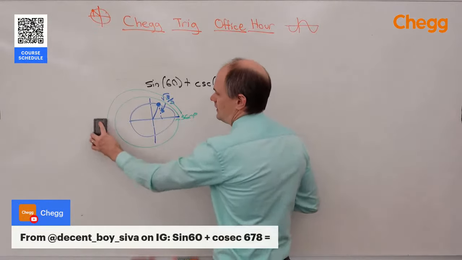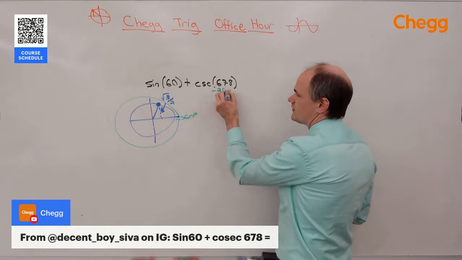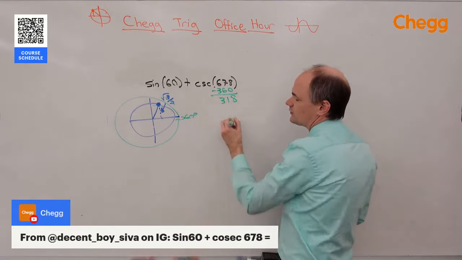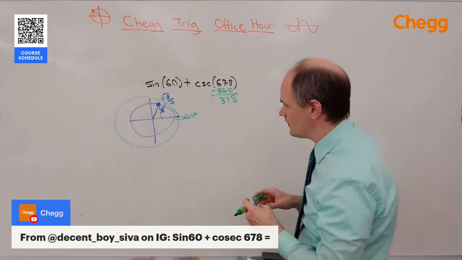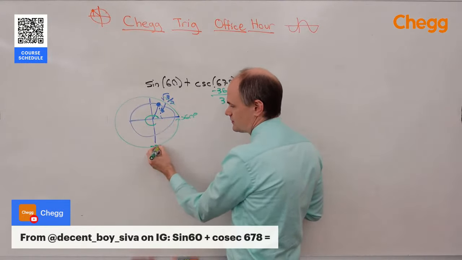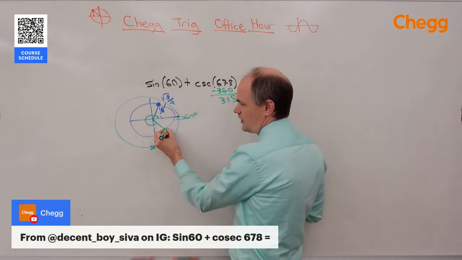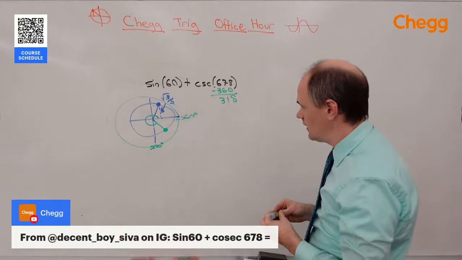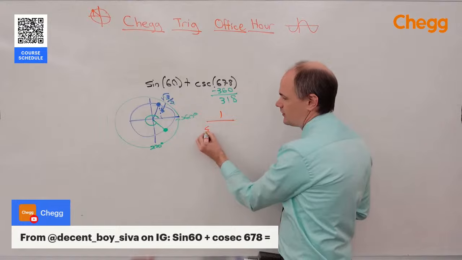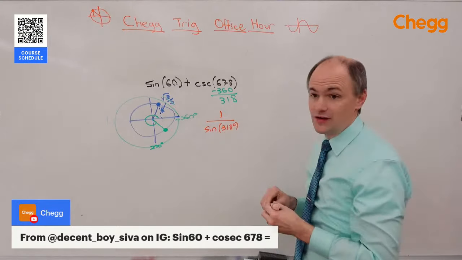Let's see what we get when we subtract 360 from this. 8, 7 minus 6 is 1, 3. So 318 more degrees. This is 270. So 318 is going to be somewhere around here. And cosecant, remember, is the reciprocal of the sine of this 318-degree angle.